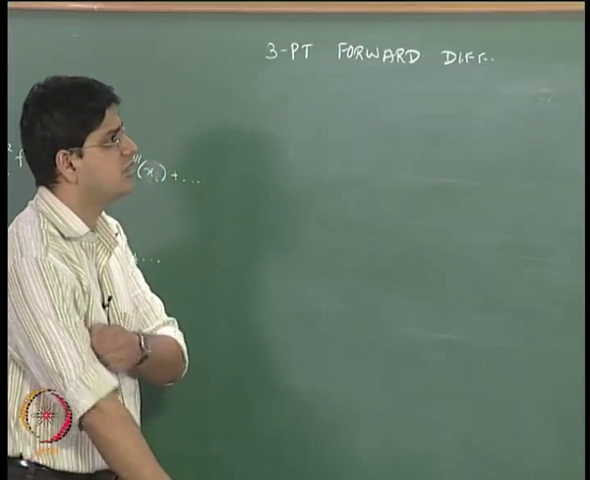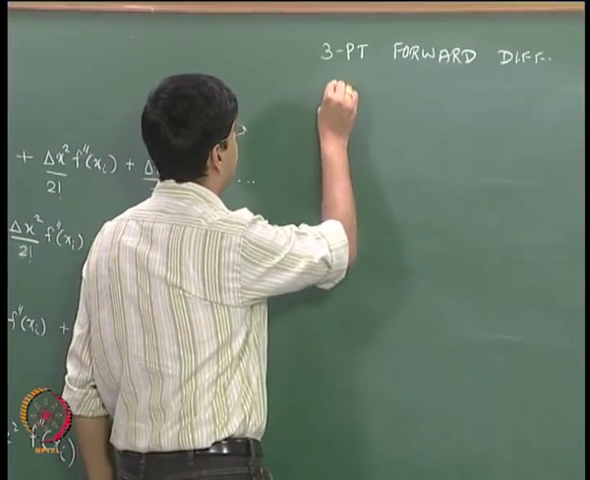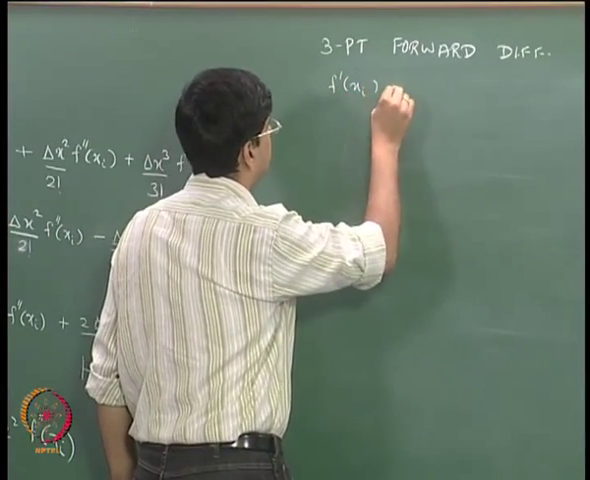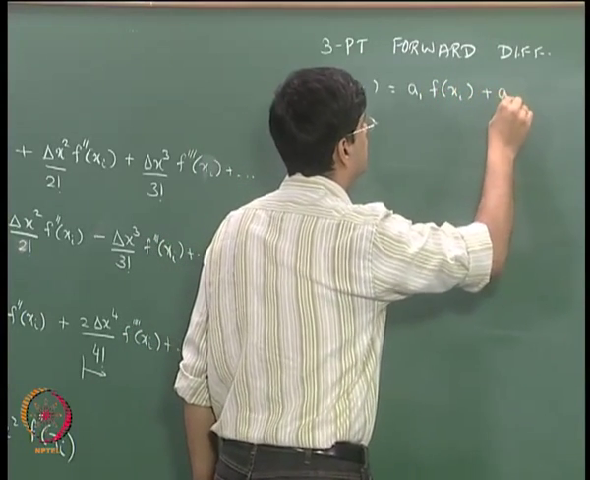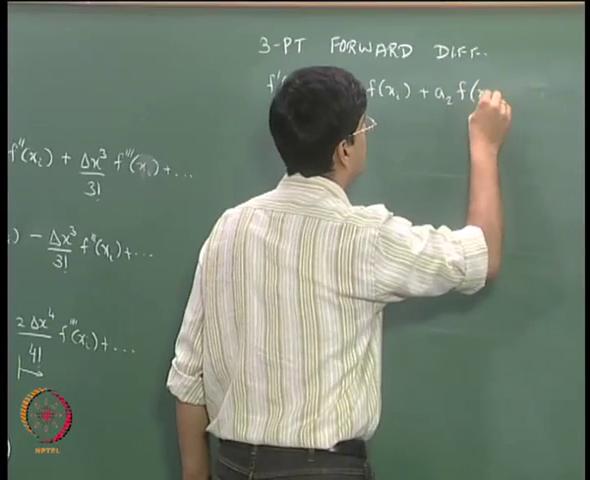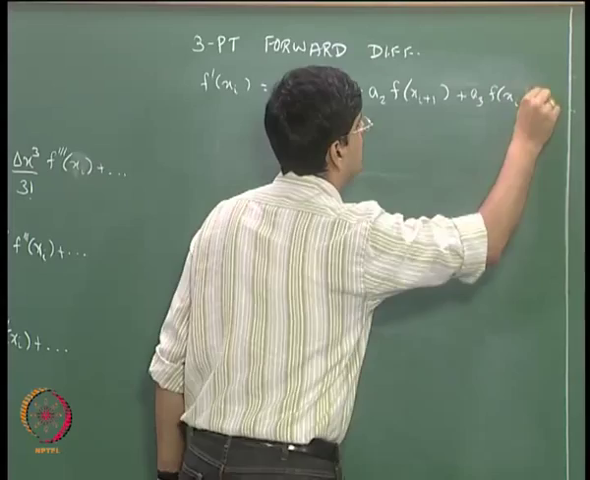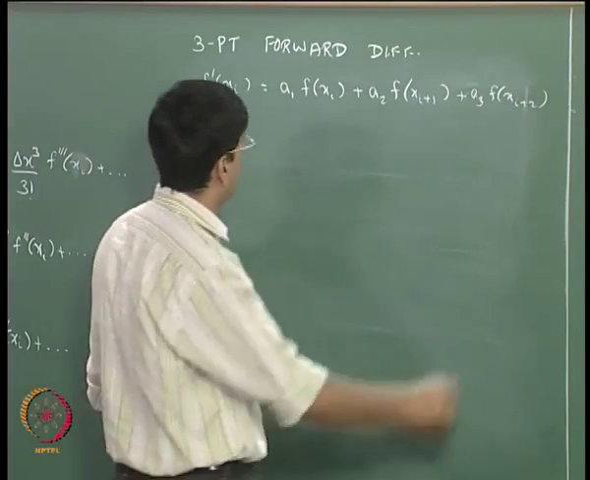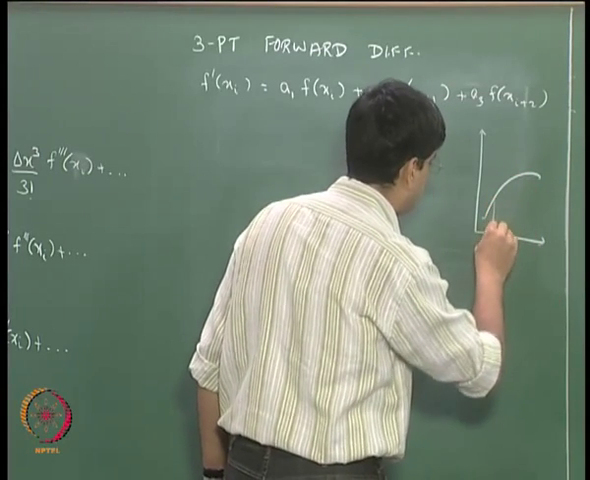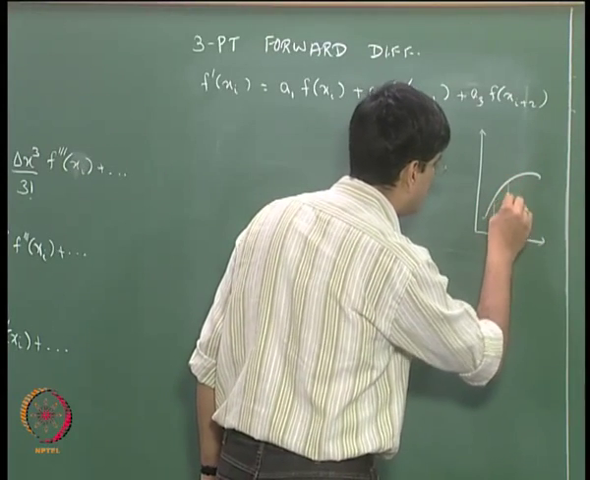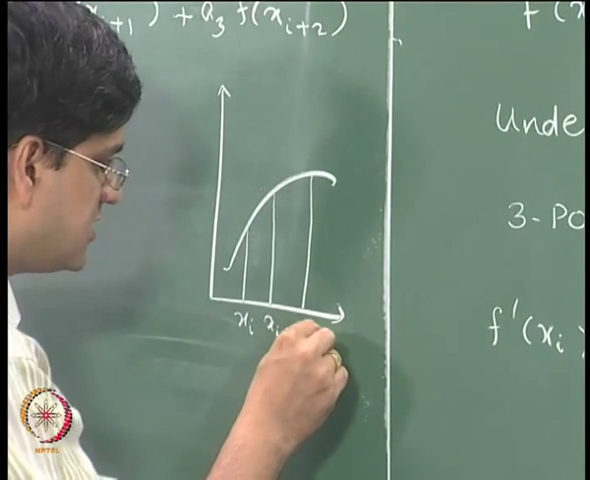Okay, we are going to use the method of undetermined coefficients to get the 3-point forward difference formula for f dash of xi. We will write f dash of xi equal to a1 f of xi plus a2 f of xi plus 1 plus a3 f of xi plus 2. Why is it called the 3-point forward difference formula? It is because in order to get the derivative at this point xi, we are going to use the values at xi, xi plus 1 and xi plus 2.